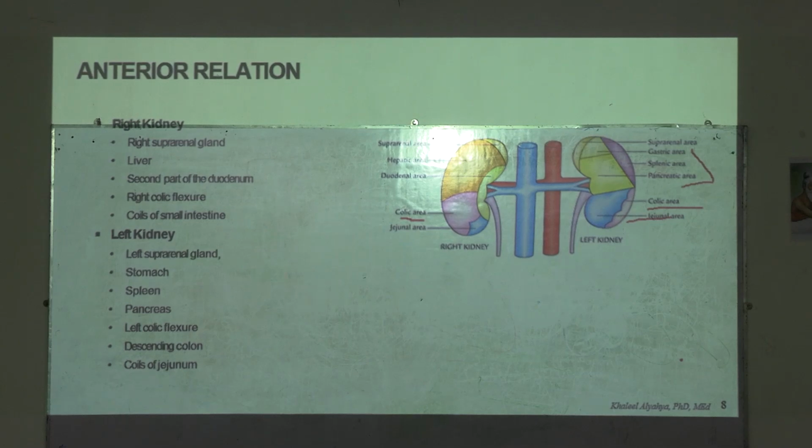Okay. Now, how can you remember all this? Because in your examination, you will get a question that asks you to describe the anterior relations of the kidneys. If you can remember one mnemonic, a Bengali mnemonic, you can remember it.